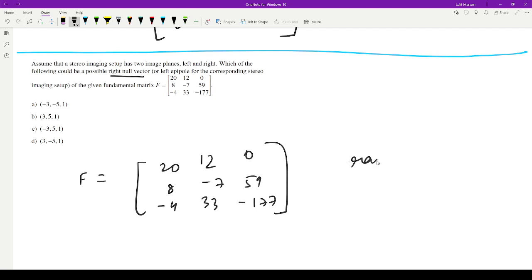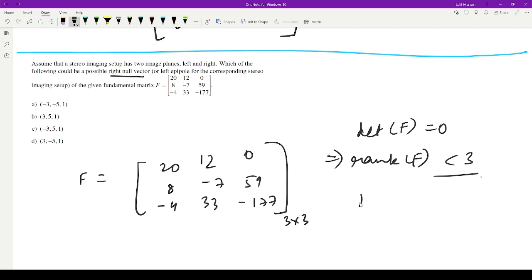One of the important properties of the fundamental matrix is that the determinant will be zero. That means it is a singular, rank deficient matrix. So this implies that the rank of F is less than 3, right? Because it's a 3 cross 3 matrix.